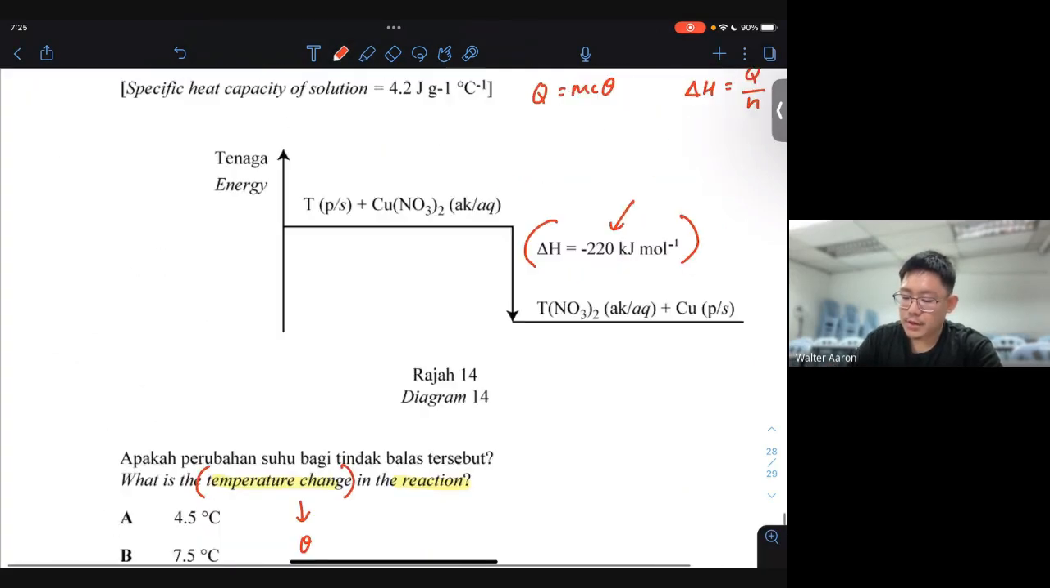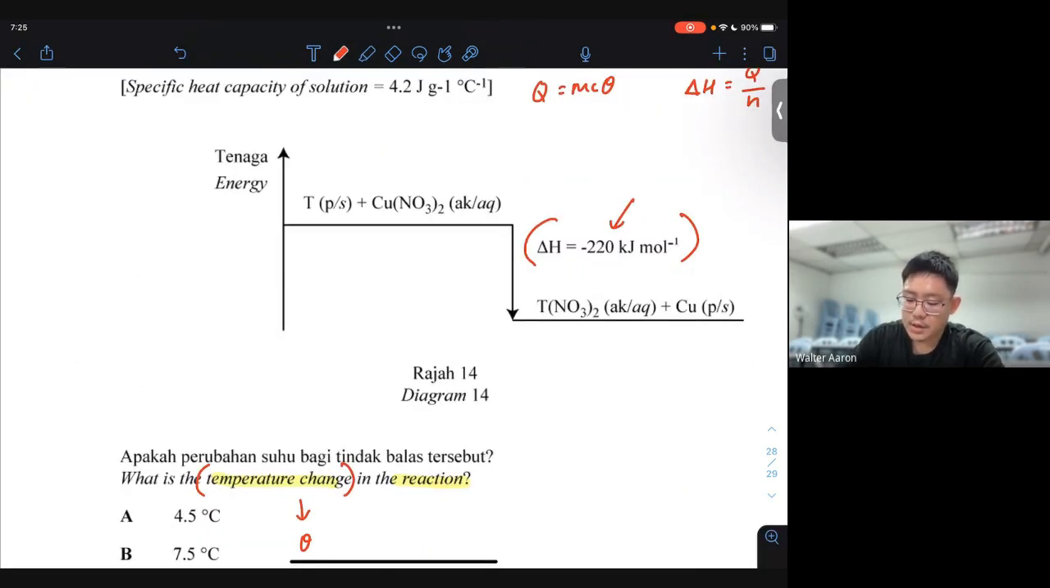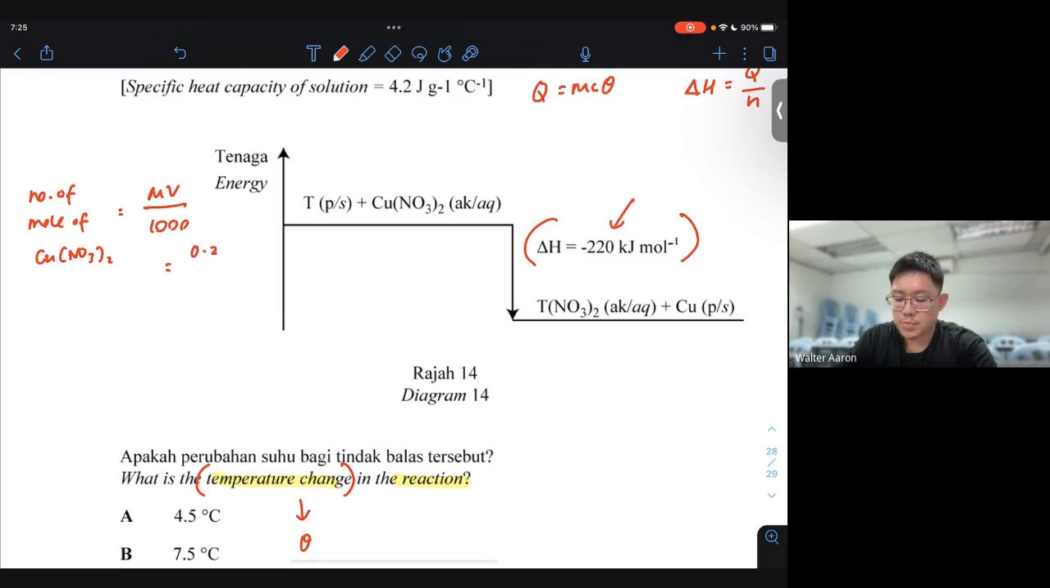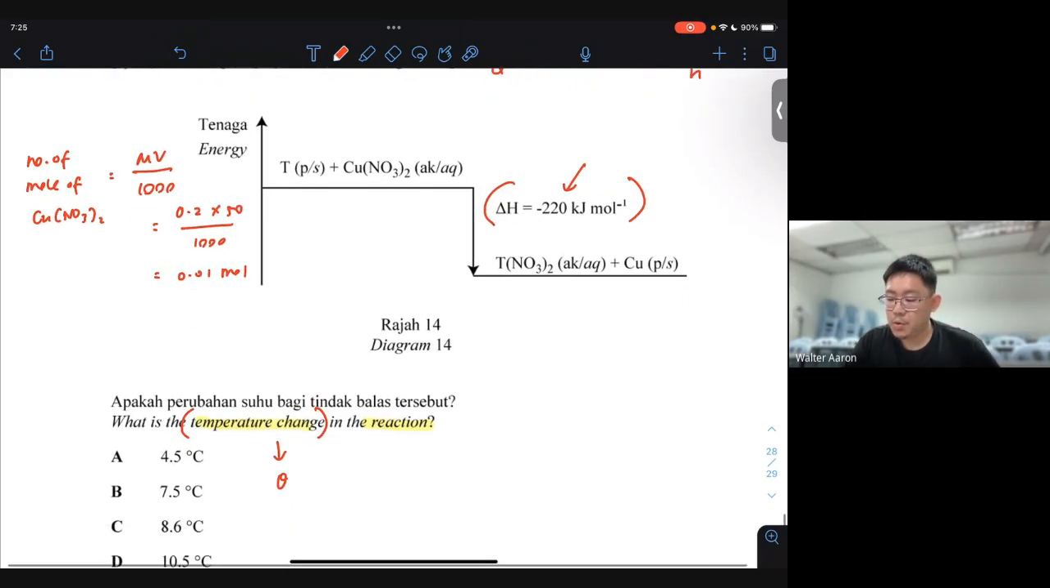So the number of moles of copper nitrate will be MV over 1000. This time it will be 0.2 mol/dm³ multiplied by 50 cm³, divided by 1000. You'll get 0.01 mole of copper nitrate. So that'll be your number of moles.